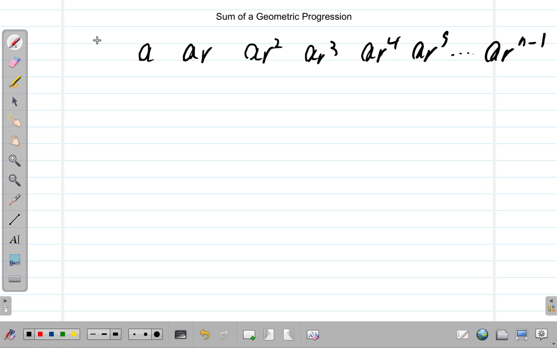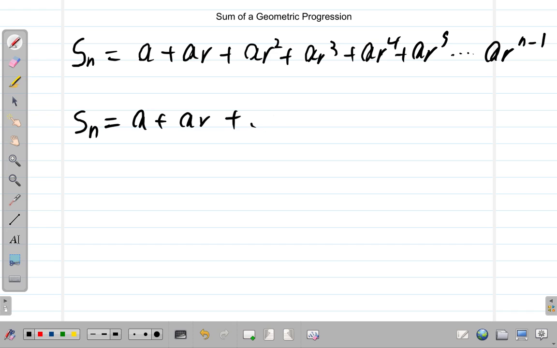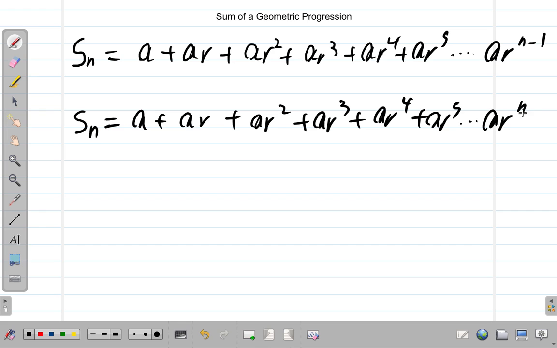Now, this is the sum of n terms, so let's call it S subscript n, equals all of these added together. Alright, let's write this again. So the sum of n terms of a geometric progression is a plus ar plus ar squared plus ar cubed plus ar to the fourth plus ar to the fifth, and so on up to ar to the n minus 1.